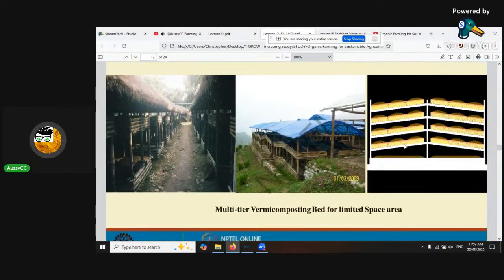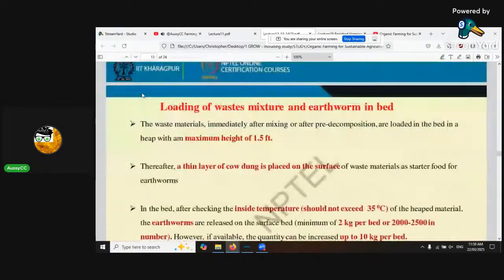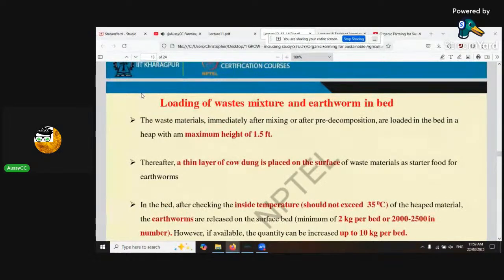Here's some big commercial ones. A multi-tier vermicomposting bed. Look at that. Oh, they're so clever, just with tarps over the top. It functions well. Look at this, a straw roof. It works well. Love it. Loading of waste mixtures in earthworms and beds.